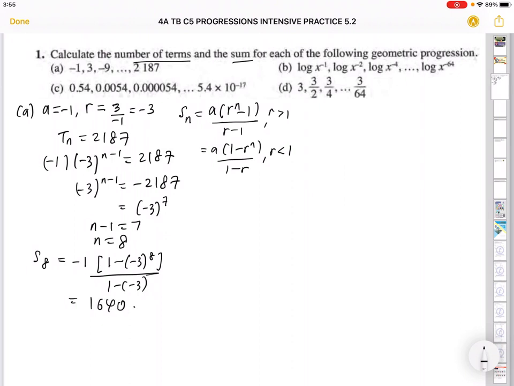Okay, I think I don't have enough space for part C. So okay, I'm going to do part B on the right hand side. Later C and D, just move it down, or just erase and redo.